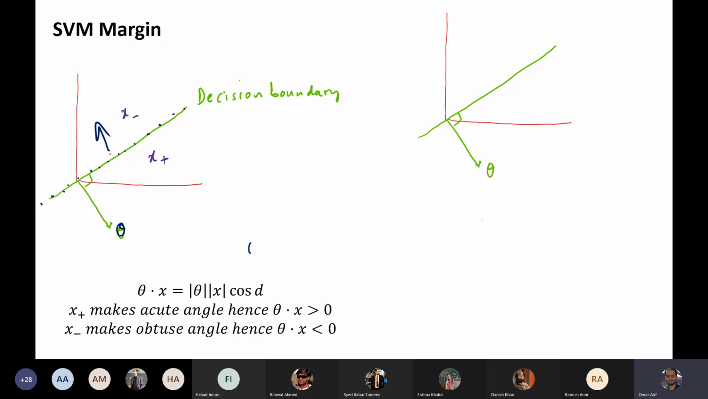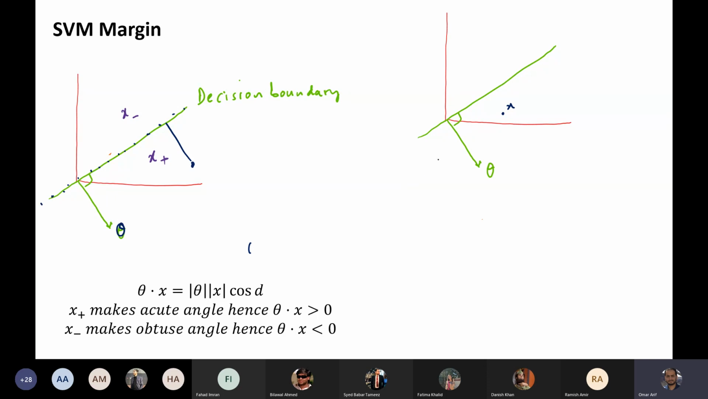Let's look at the distance of a point from the decision boundary. Let's say you are given a point here, then what is the distance of this point from the decision boundary? Let me actually draw it again here. So let's say you have a point x, and you want to find the distance of this point from the decision boundary.